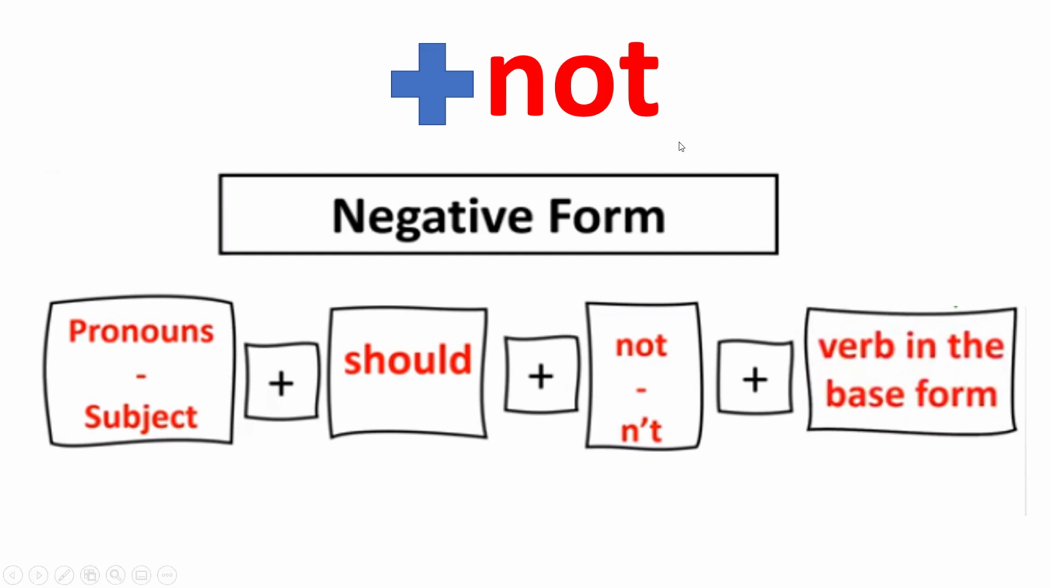Negative form. We use not. Pronoun or subject plus should plus not or n apostrophe t. This is a short form. Shouldn't. Should not or shouldn't. Shouldn't is a short form, plus verb in the base form.